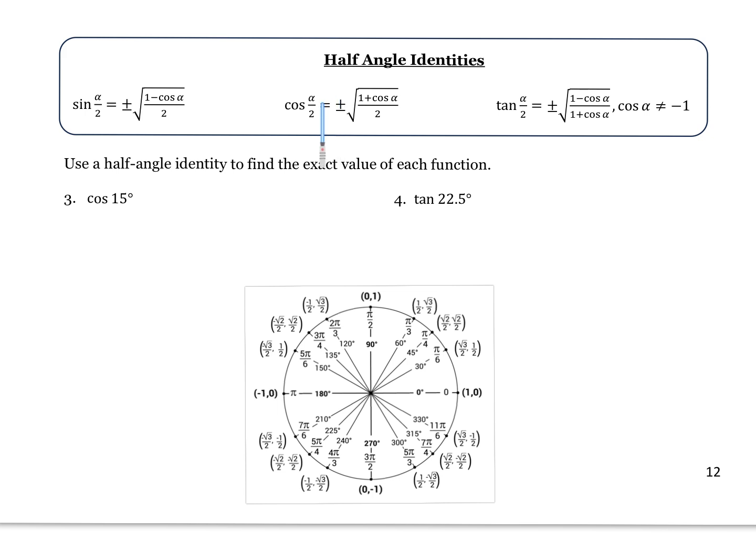So in this case, I'm going to say cosine of 15 is the same as the cosine of 30 over 2. Have I changed my problem? No, 30 over 2 is just 15. But what that does for us is tell us what the alpha is. Now my alpha is 15. And now I'm just going to plug in that alpha right there.